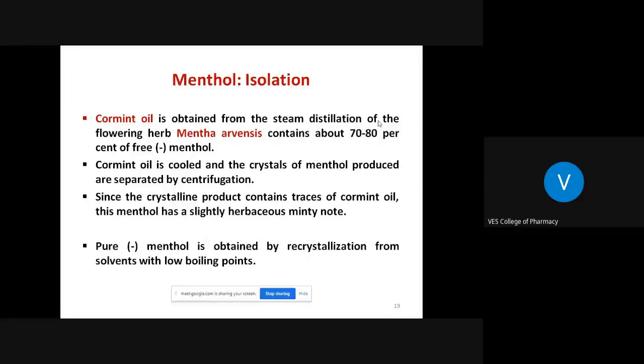Pure menthol can be obtained by recrystallization by using solvents with low boiling points. So you can carry out the process of purification by applying the procedure of recrystallization by using specific solvents having low boiling points. And that is how the menthol so obtained can be purified by recrystallization.